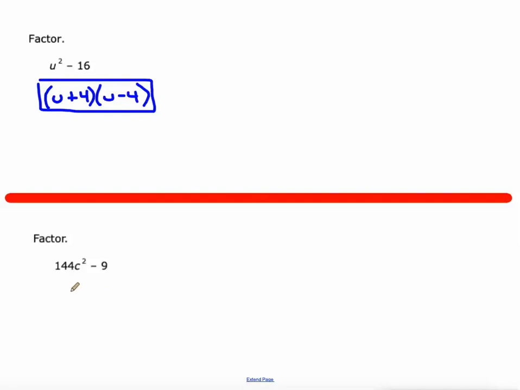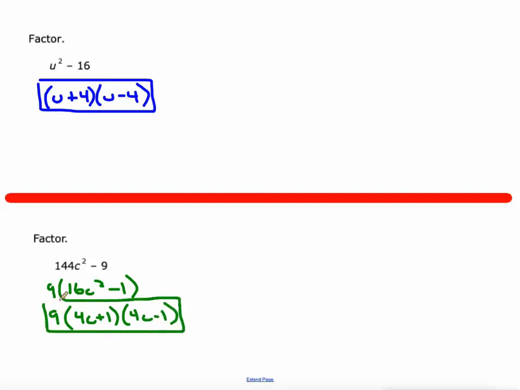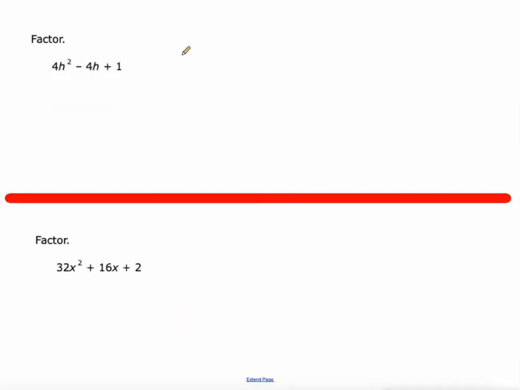Although this one down here on the bottom doesn't fit that pattern, it's not a perfect square minus a perfect, well, it actually is a perfect square minus a perfect square. But the thing we also need to notice is that they're both divisible by 9 first. So that would give us 16c squared minus 1. So after we factor out the GCF, then we can use the sum and difference pattern, 4c plus 1 times 4c minus 1. All right, so that was one of our special product patterns.